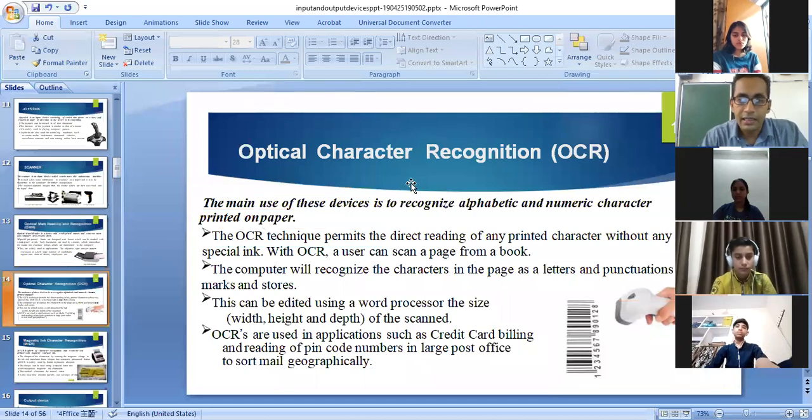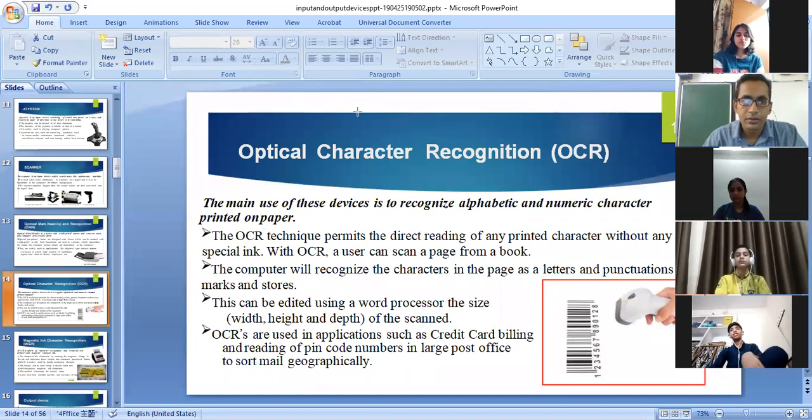Next, the optical character recognition, OCR. This also you might have seen. See the figure. The main use of this device is to recognize alphabet and numerical characters. The OCR technique permits the direct reading of any printed character without any special ink.